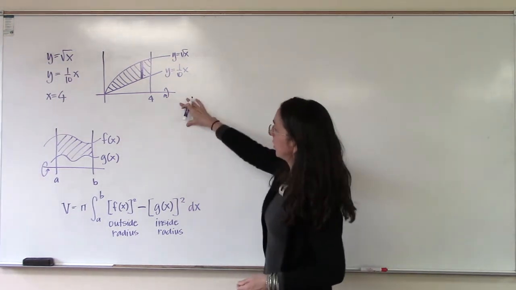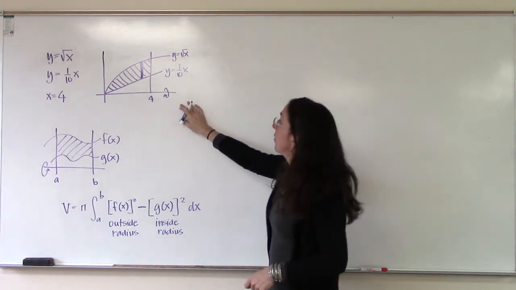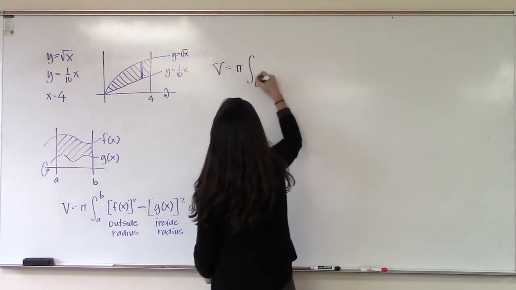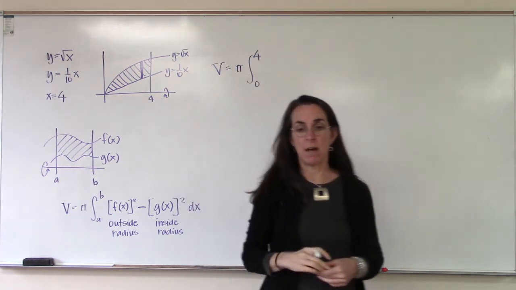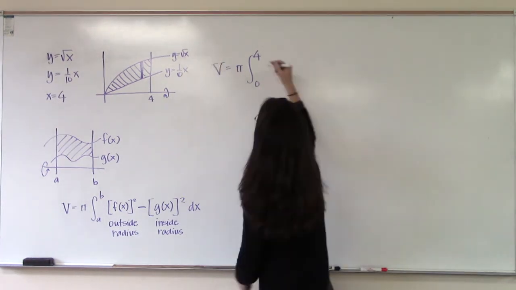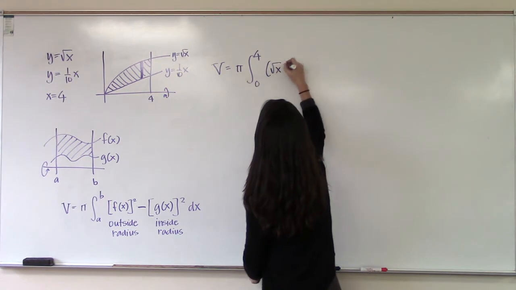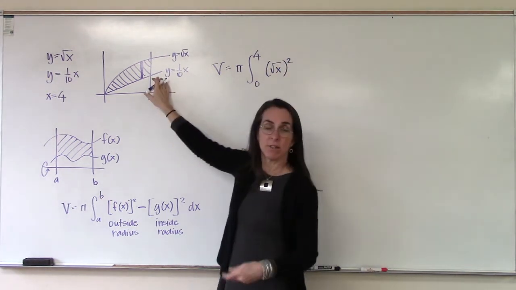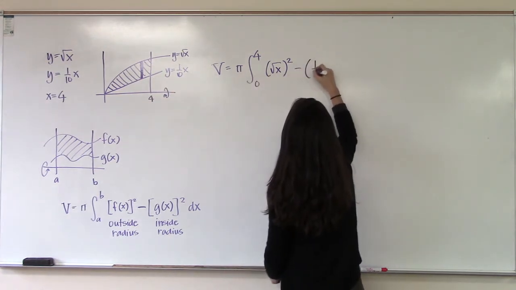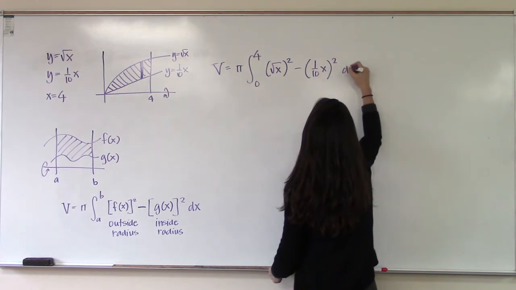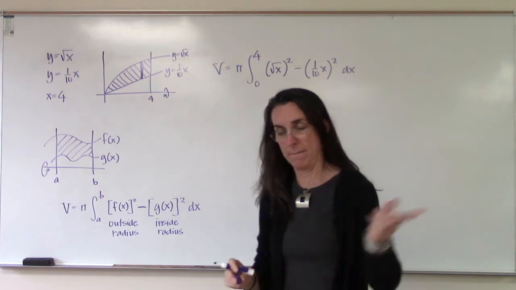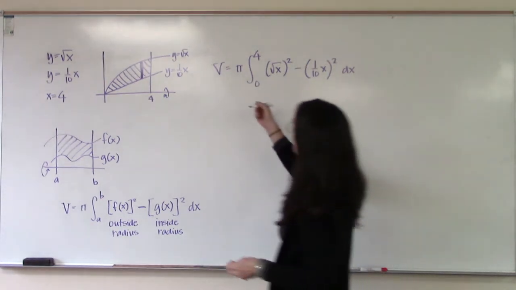So let's apply it to the figure that we have here. So the volume here, the integral goes from 0 to 4. The outside curve is the square root, and the inside curve is 1/10 of x. And so this is the integral that gives us the volume of the thing that you saw in the video. But let's just compute it real quick.